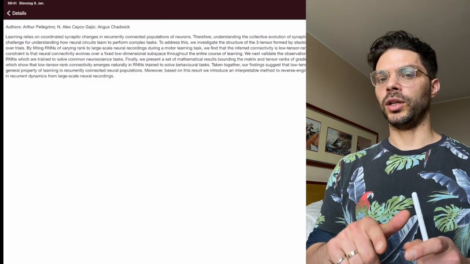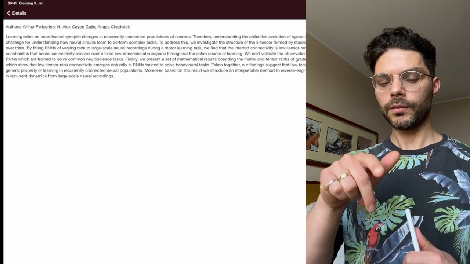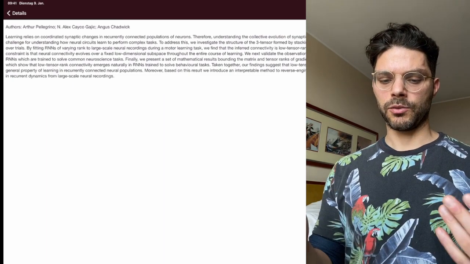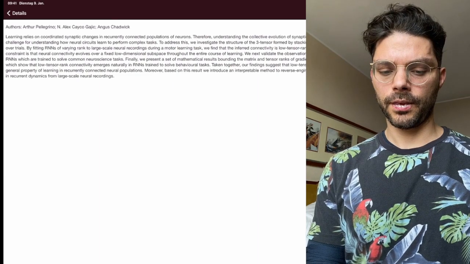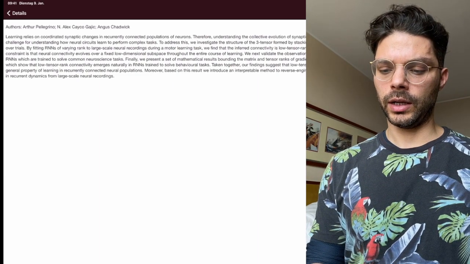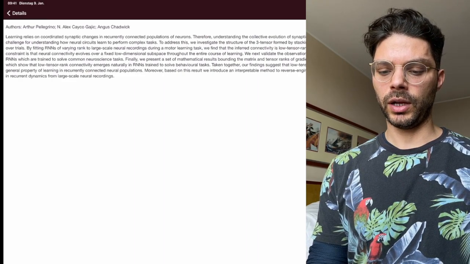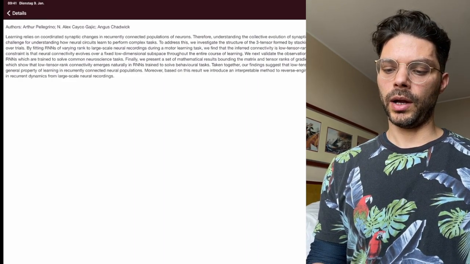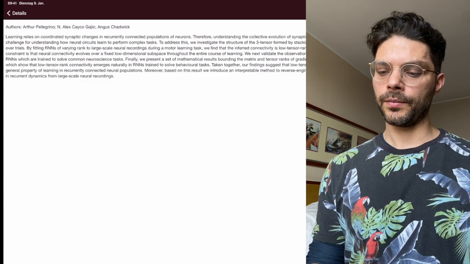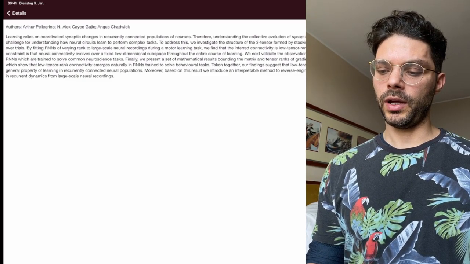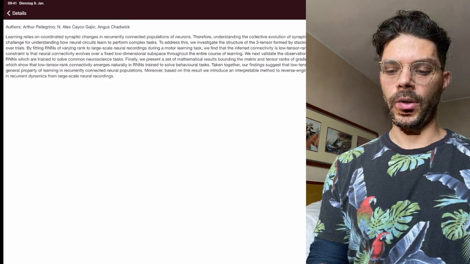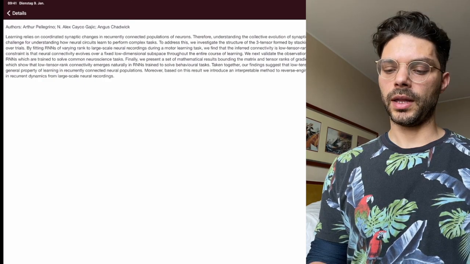So you need a small number of these three outer products to capture the weights that are learned. By fitting of RNNs of varying rank, a consequence of this constraint is that neural connectivity evolves over a fixed low-dimensional subspace throughout the entire course of learning. We next validate the observation of low tensor rank learning in RNNs which are trained to solve common neuroscience tasks. Finally, present a set of mathematical results bounding them.